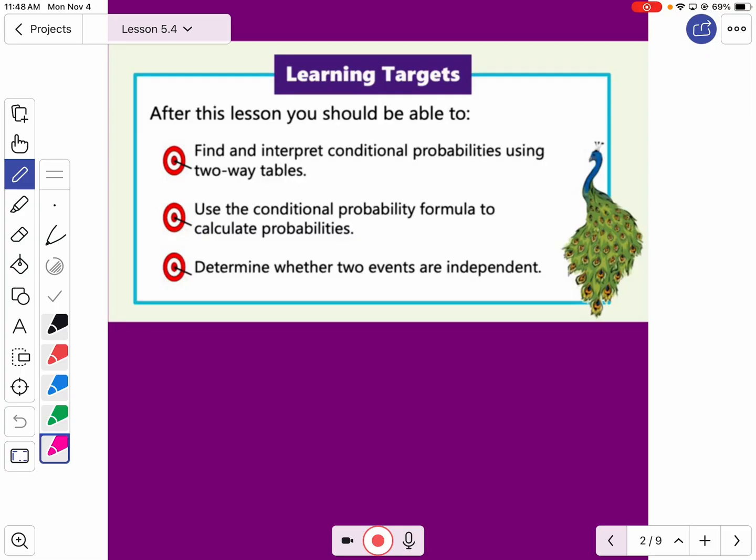Today we're going to talk about conditional probabilities, and we did a little bit of that last week on that Halloween activity using those tables. And then there's a formula for conditional probability that I'm going to show you that's useful sometimes if I know certain things. And then we're going to figure out if 2 events are independent. That's an important skill for something later.